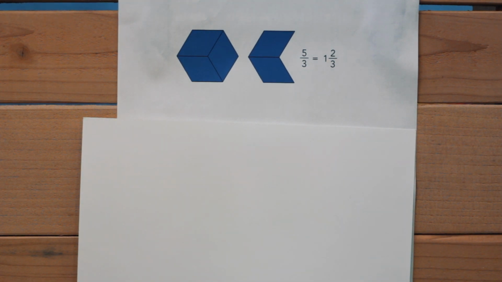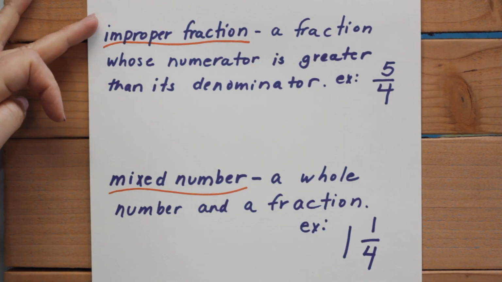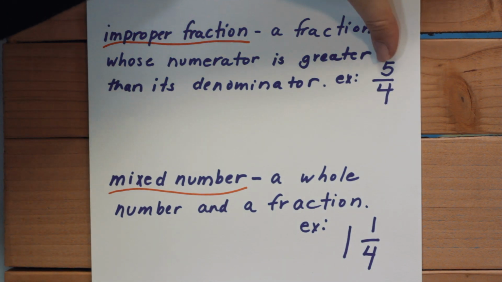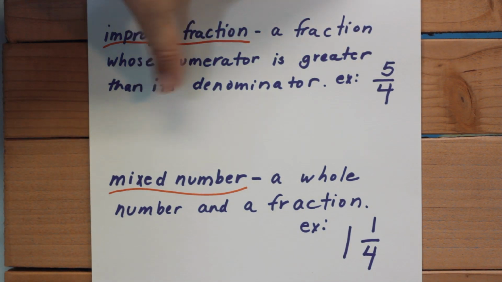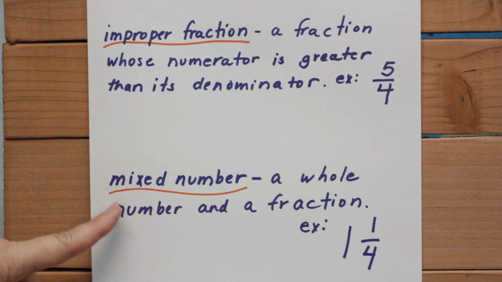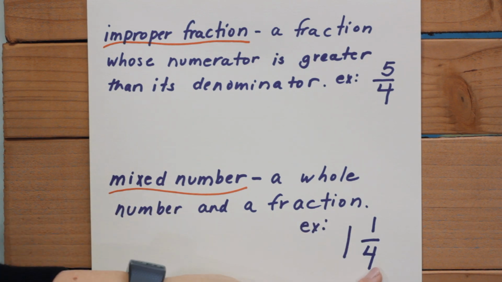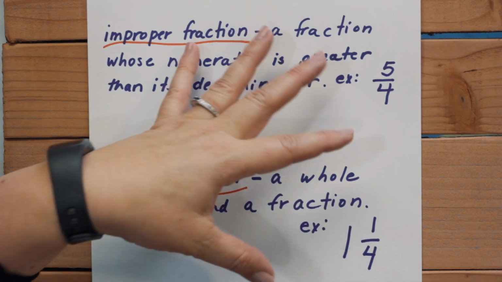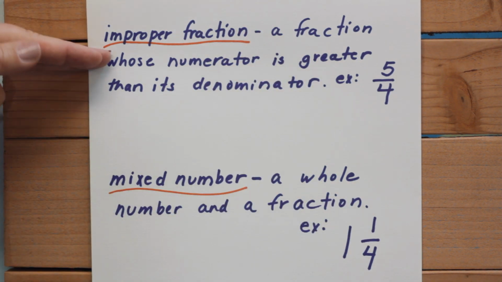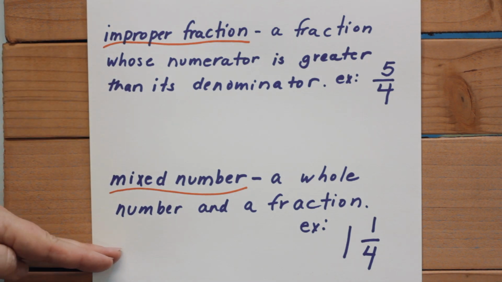But let's review the definitions one more time. An improper fraction is a fraction whose numerator, the top number, is greater than its denominator, the bottom number. And a mixed number is when you have a whole number and a fraction together. So what we're going to be doing today is changing improper fractions to a mixed number. And there's a great way to do that.